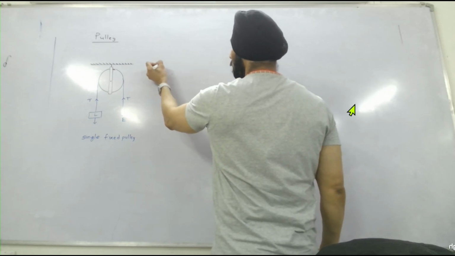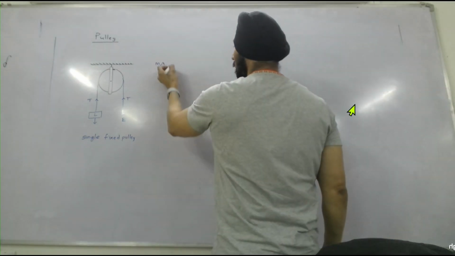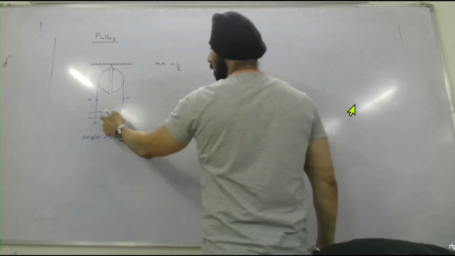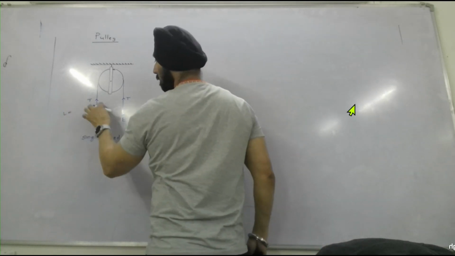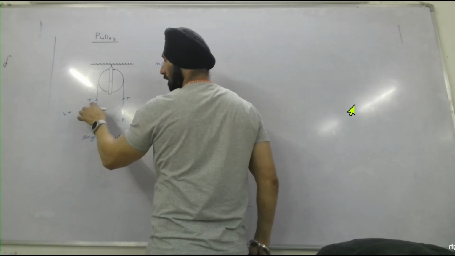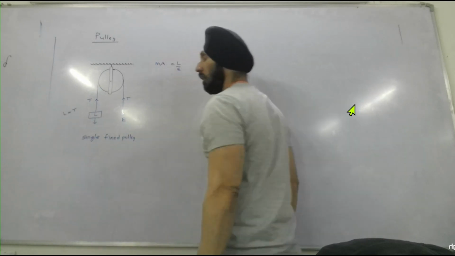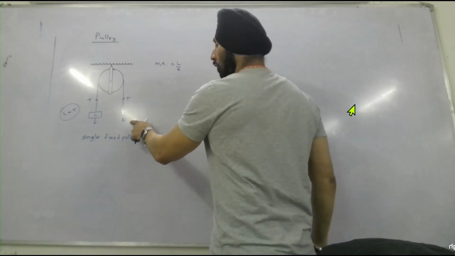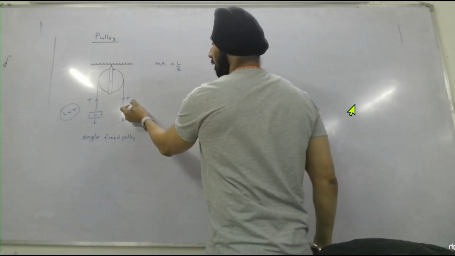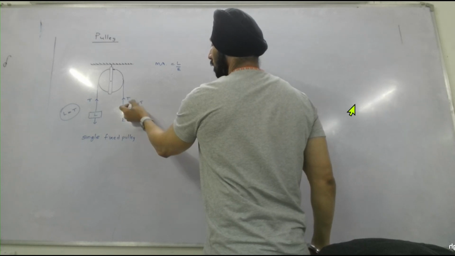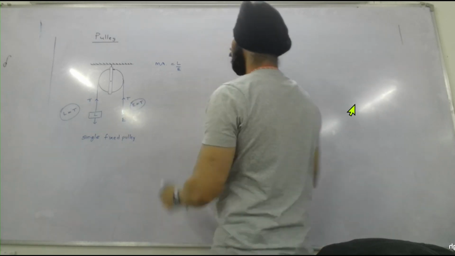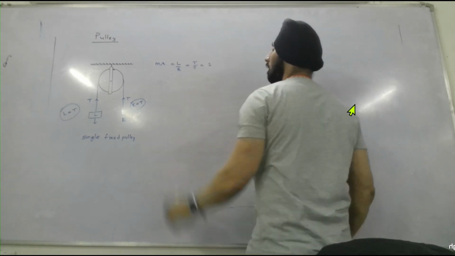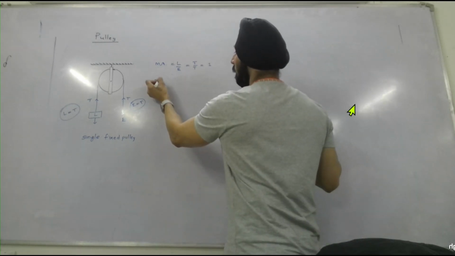Next, always you will be writing like this. Mechanical advantage is load upon effort. In this case, load is equivalent to how many tensions? If this is 100 newtons, this also will be 100. So L is equal to T. Yes or no? If I pull by 100, the tension also will be 100. So effort is equal to T. Substitute: load is T, effort is T, hence the answer is 1. So MA is equal to 1.